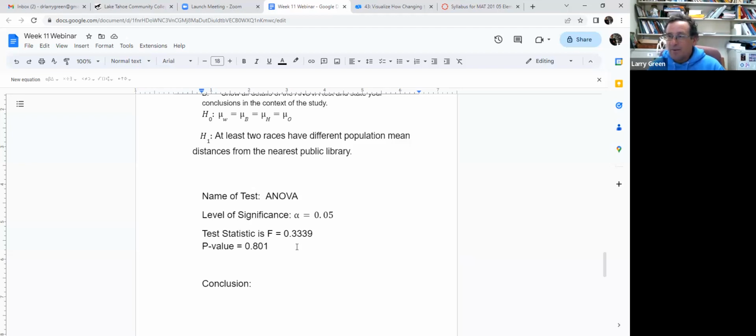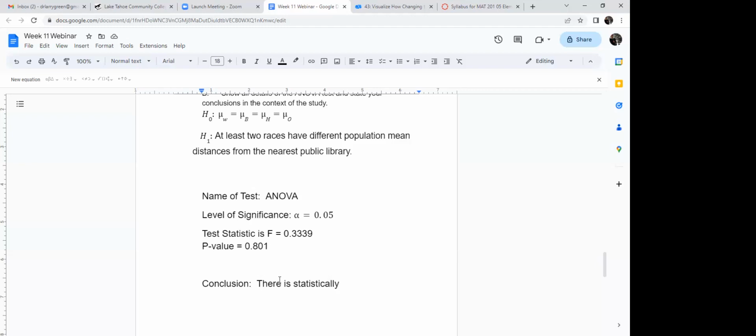Okay, P is greater than alpha, and because P is greater than alpha, what's the conclusion? Hope you know this because we've been doing this for like a month now. Yeah, we failed to reject H naught, so we can say there is statistically... What's the next word? Next word's so important. Insignificant. Yeah, insignificant.